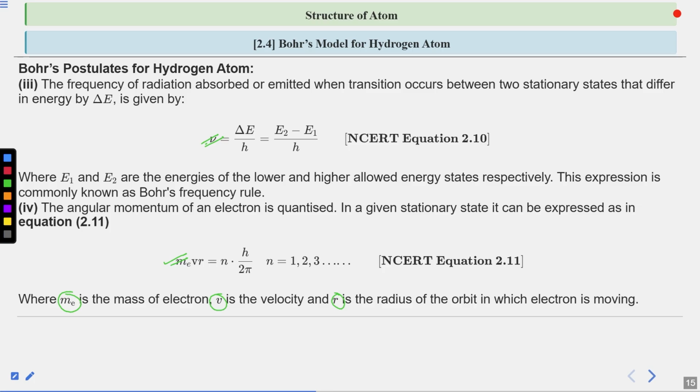So basically, two types of momentum are there. One is linear momentum and one is angular momentum. If an object is moving in a circular motion, then it will have two types of momentum. Linear momentum will simply be m into v, mass into velocity. But if we have angular momentum, then it will be mv cross r.